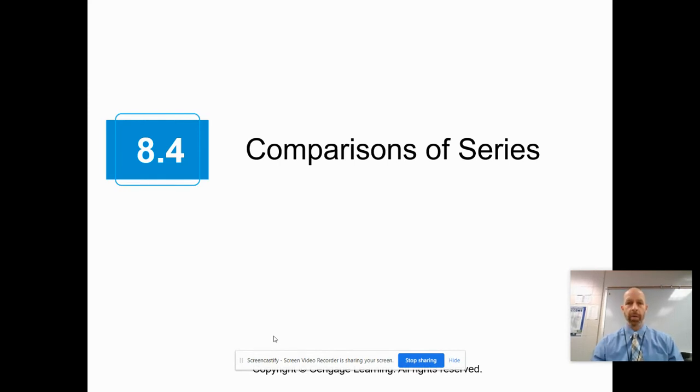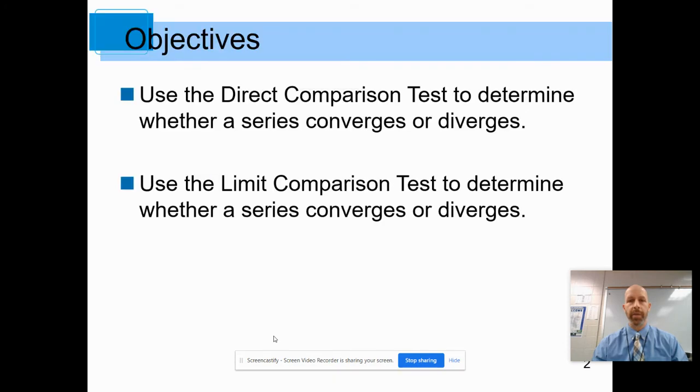Today we're going to look at section 8.4, which is on the comparison tests. As we're moving through chapter 8, you're going to see that the next few sections, we're just going to keep revisiting more tests. In the last lesson, I think we looked at the p-series test and the integral test to determine whether a series converges or diverges.